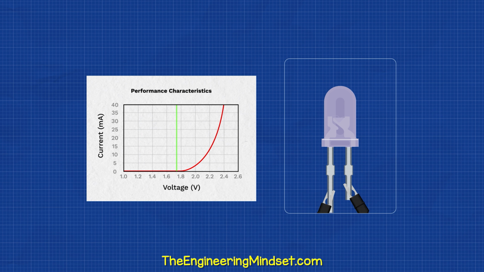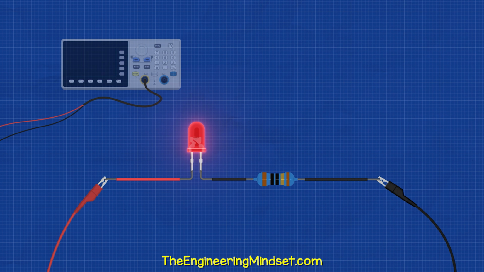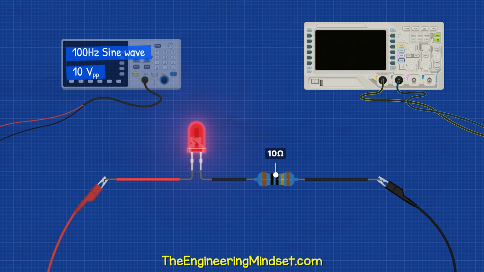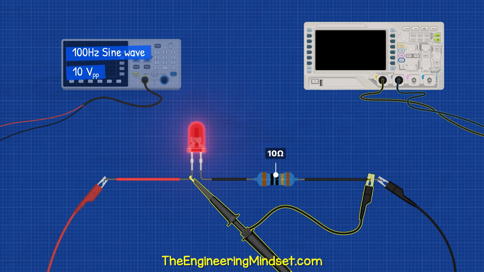We can also use these to plot voltage and current profiles of components. Connect the component, in this case an LED, in series with a 10 ohm resistor, and connect the circuit to your signal generator, which will supply a 100 Hz sine wave, 10 volts peak to peak. Connect oscilloscope channel 1 across the entire circuit. Connect channel 2 across the resistor.